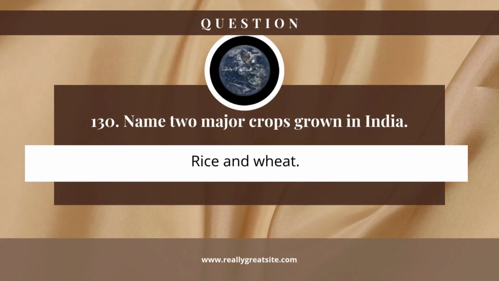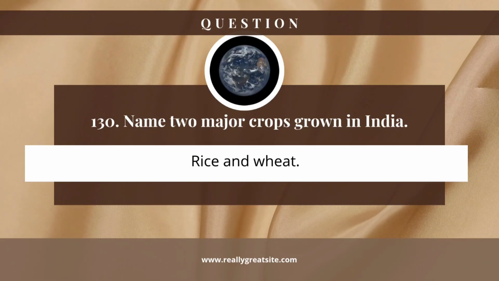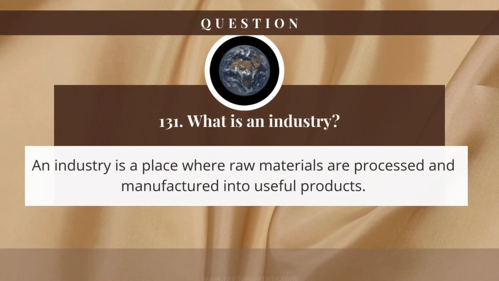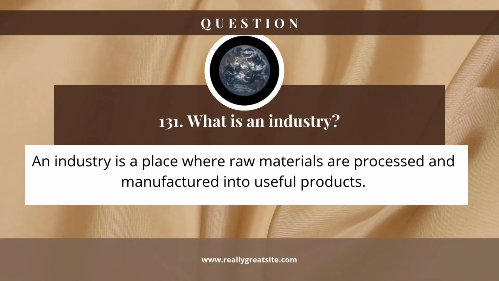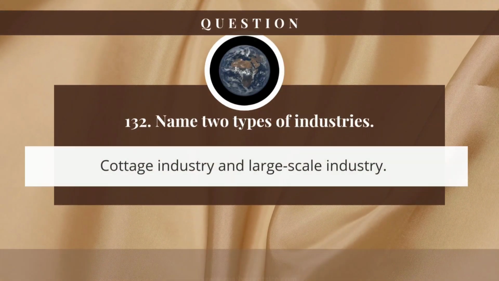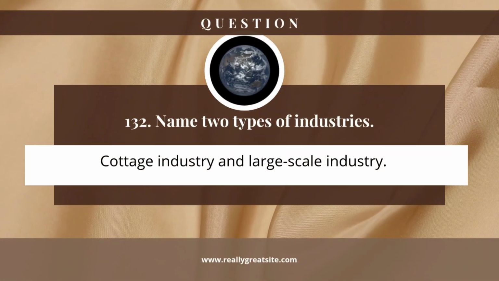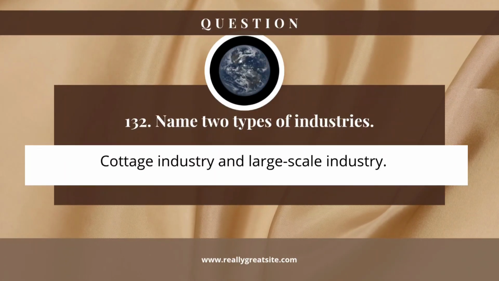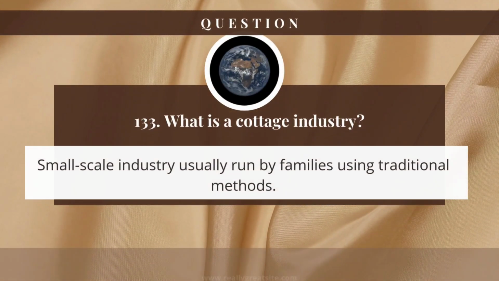130. Name 2 major crops grown in India. Answer: rice and wheat. 131. What is an industry? Answer: an industry is a place where raw materials are processed and manufactured into useful products. 132. Name 2 types of industries. Answer: cottage industry and large-scale industry.